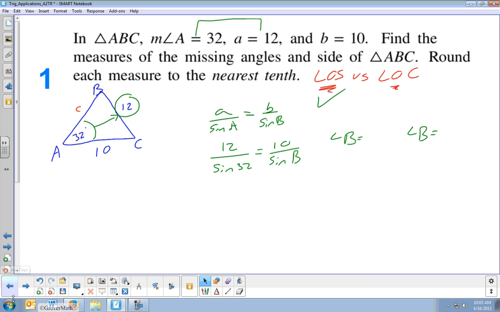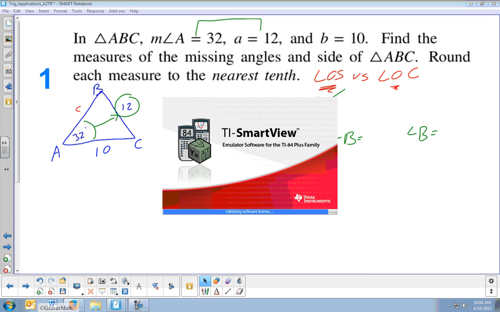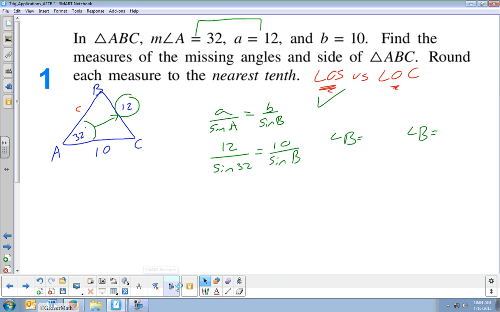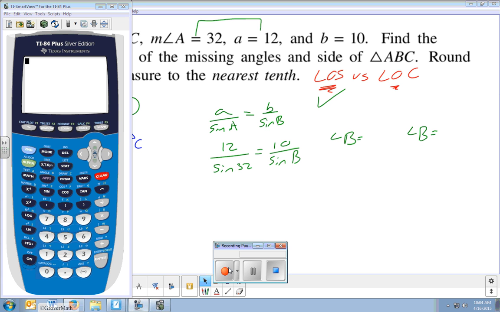Now, I do need my calculator for this, so let me get my calculator out. And I'll actually pause the video for a second and let that load. All right, so here's the calculator. So if we do our cross multiplication here to find angle B, we're looking at, oh, no, I'm sorry, 10 times sine 32.